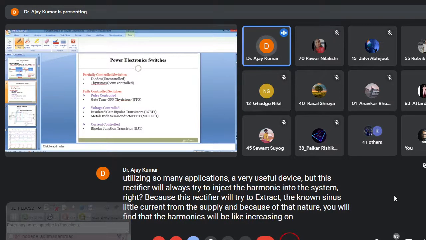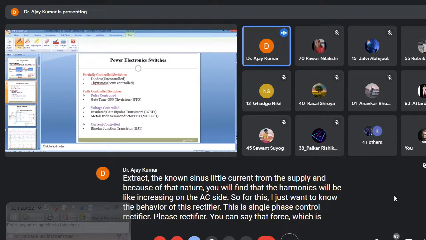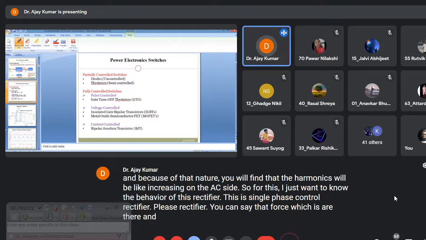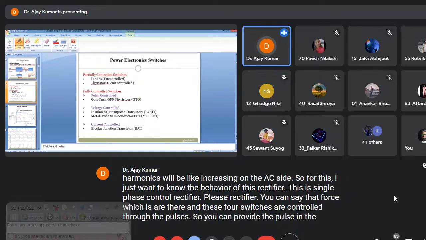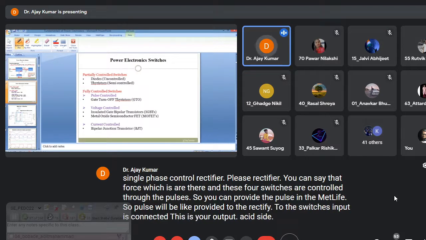So for this, I just want to know the behavior of this rectifier. This is a single phase controlled bridge rectifier. You can see 4 switches are there, and these 4 switches are controlled through pulses. You can provide the pulse in MATLAB, so the pulse will be provided to the switches of the rectifier. The input is connected on the AC side. This is your output. An RL load will be there, and you can measure the input current, input voltage, output current, output voltage, everything you can measure.